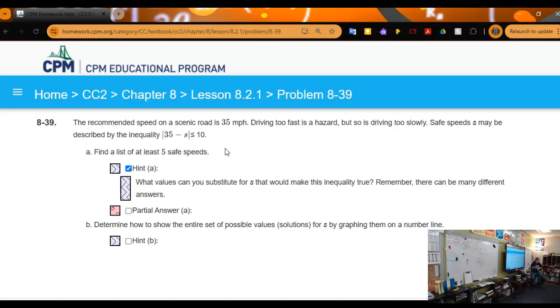I think a lot of us tried to do algebra on both sides here. We don't quite know how because we haven't done that. Do what it's asking you, right? Find a list of 5 safe speeds. And then I think we found, when it talks about to show the entire set, that 25 is our one boundary. Because we tested 24 and 24 didn't work. 25 did though. So 25 up to, anyone find that other boundary? Lydia? 45. If I plug in 45 here, 35 minus 45 is negative 10, but absolute value is positive 10 then. So you can do 25 up to 45, any numbers in between there, because the absolute value works out.